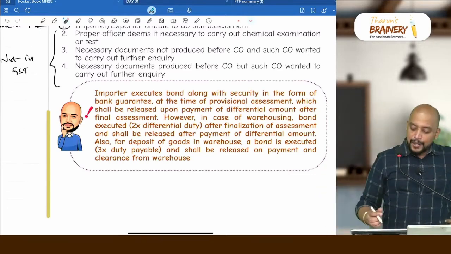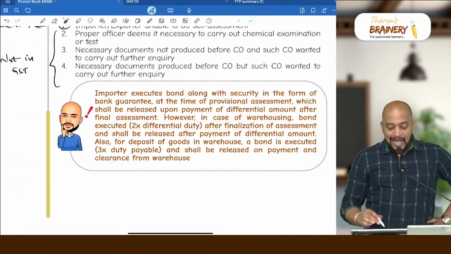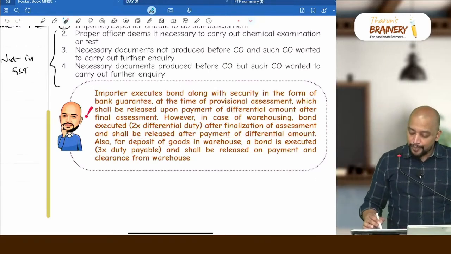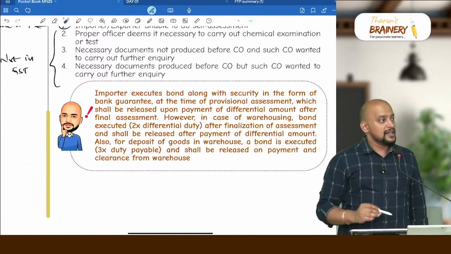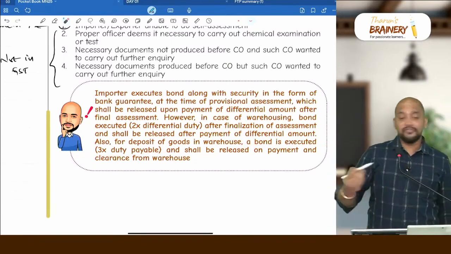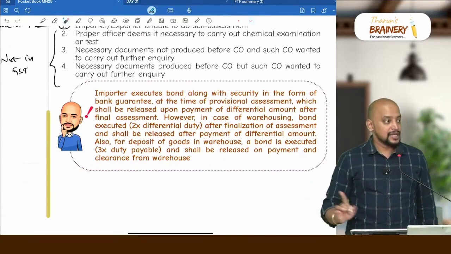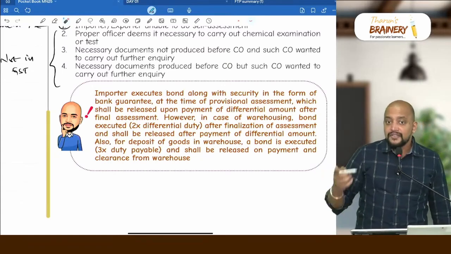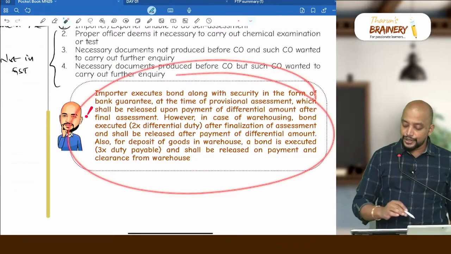So that is this. So importer executes a bond, up to this you understood. However, in case of warehousing, the bond is executed after finalization of assessment and shall be released after payment of differential amount. Also, for deposit of goods in the warehouse, a bond is executed for 3 times the duty payable, which means both the bonds are applicable, of course both the bonds are applicable, and shall be released on payment and clearance from warehouse. First bond will be released whenever we pay the differential duty, second bond will be released whenever we really clear the goods from the warehouse upon payment. Okay, so that is about these 2 bonds.